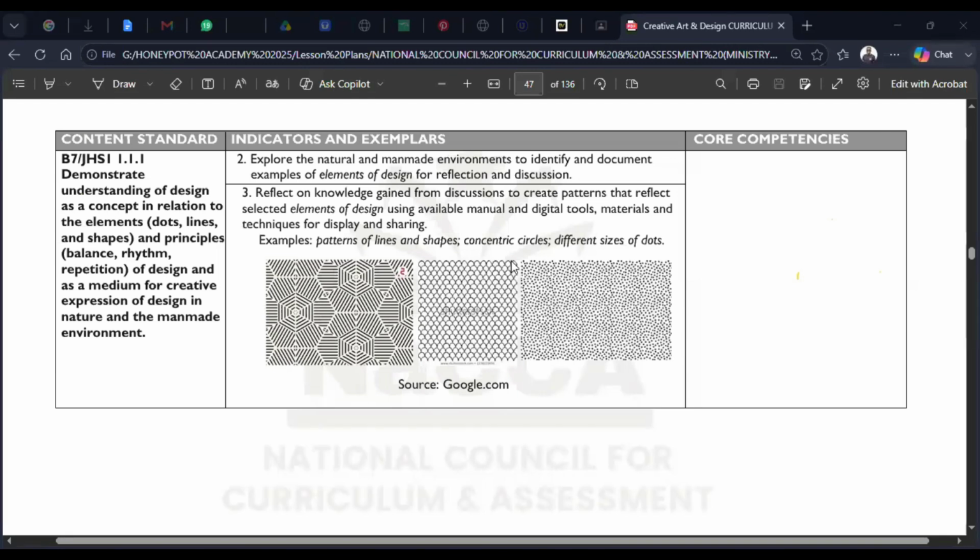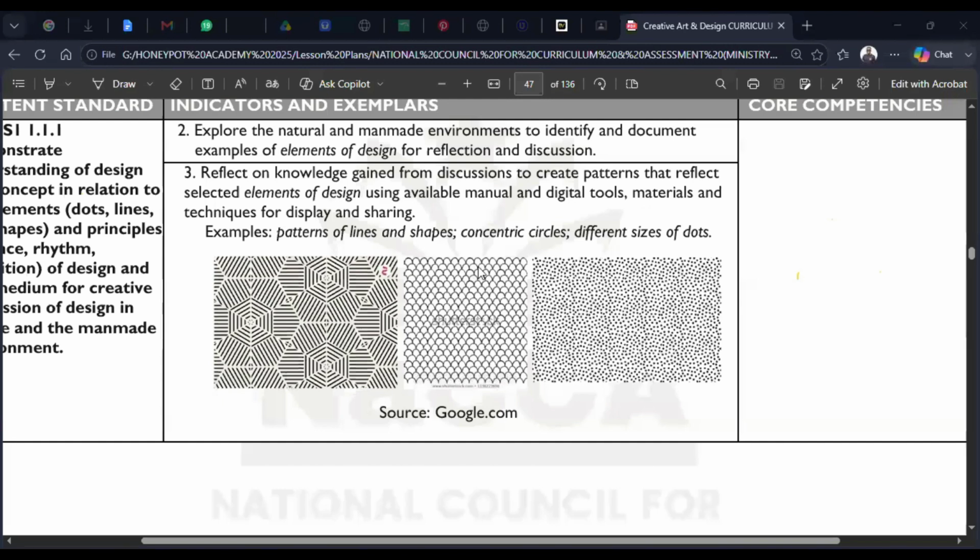Okay, so the next thing we are going to look at are the natural and man-made environments that we can use to identify and document examples of elements of design. Okay, so we've done this already, but let's go over. So we have patterns of lines and shapes. We have concentric circles. We have different sizes of dots.